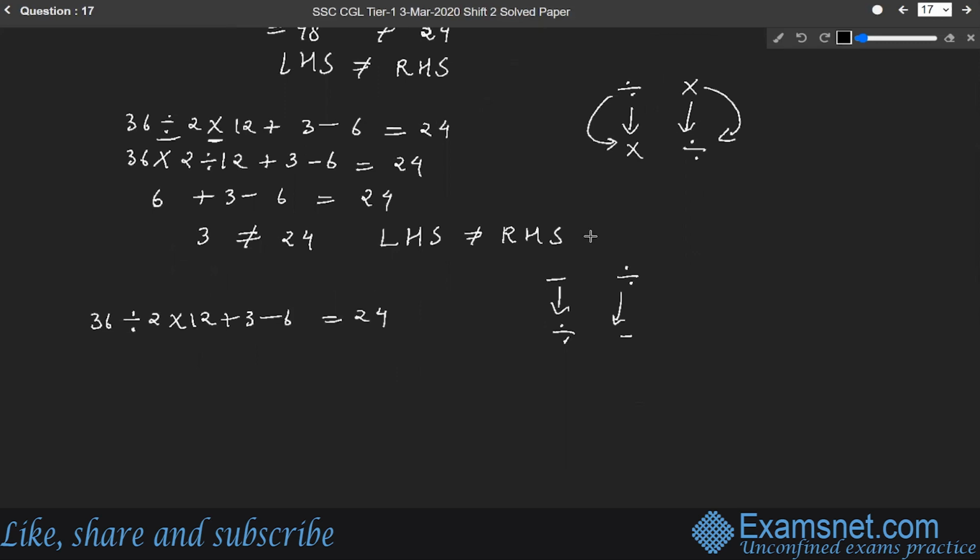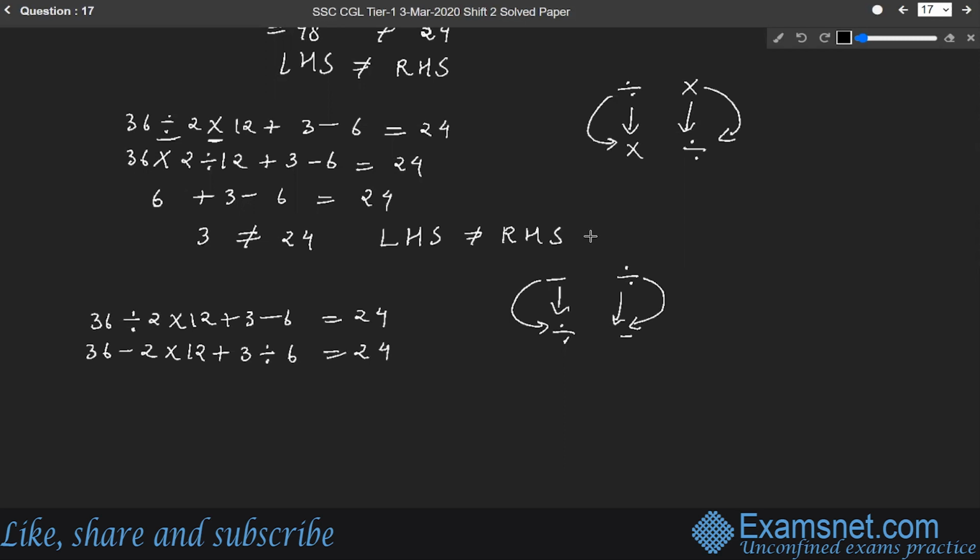Remember that now the signs that we have to interchange are minus and divide. Means we have to put divide in the place of the minus sign and we have to put the minus sign in the place of the division sign. So 36 divided by, so the division sign will be changed to a minus sign. So minus 2 multiplied by 12 plus 3 minus 6. The minus sign will be changed to a division sign. So divided by 6. It is equal to 24.